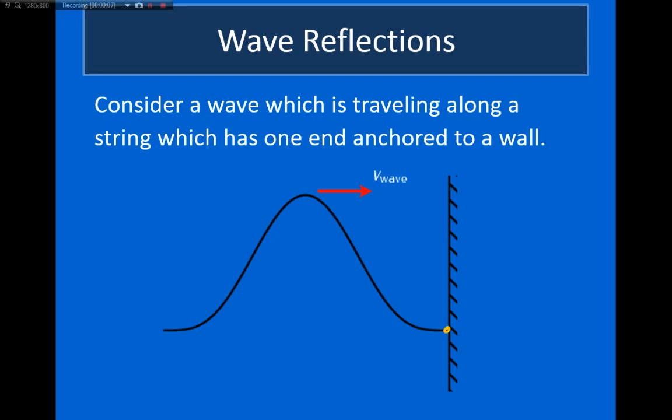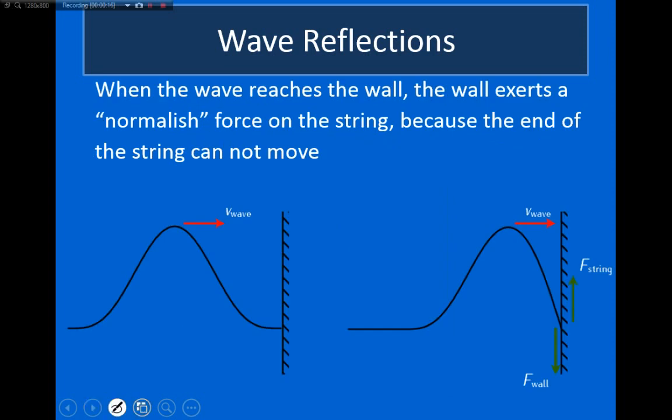So now I want to talk about what happens when we have a wave that reaches a fixed point. So below I have a little graph here to illustrate this. I have this string here with a wave on it that's traveling towards a fixed point that's anchored to a wall. So when the wave reaches this fixed point, there's tension in the string, and that tension is going to exert a force upwards on this little point. However, because this point is fixed, the wall will exert a sort of normal-like force downward on this point to cancel the upward force of the tension.